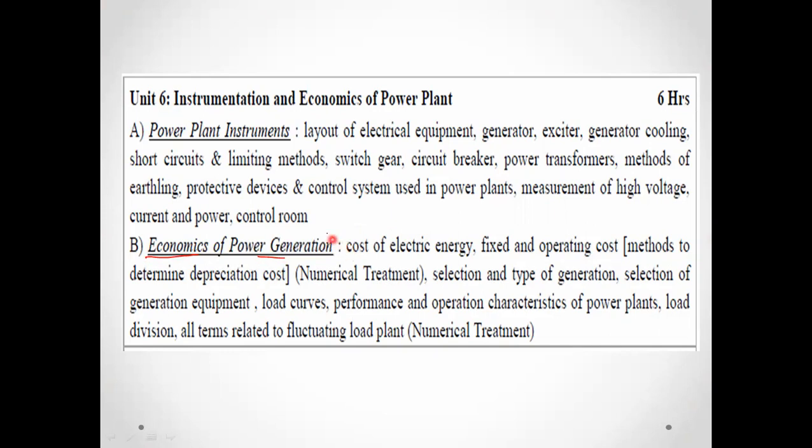Okay. So already we have studied the topic of power plant instruments, and some of that part I have also covered in experiment 9. Experiment 9 is about the study of power plant instruments. So there I have also covered some parts of this. Today we will be studying the economics of power generation.